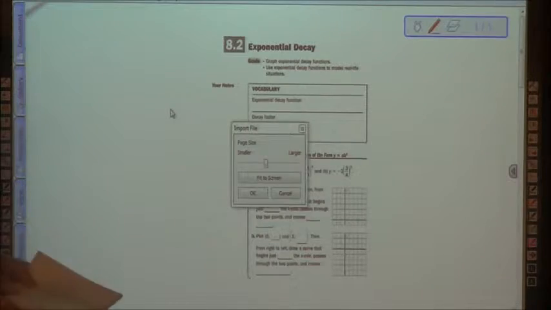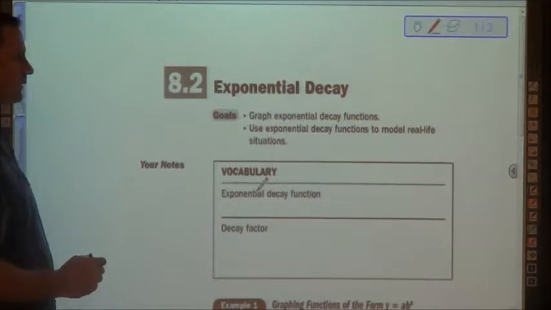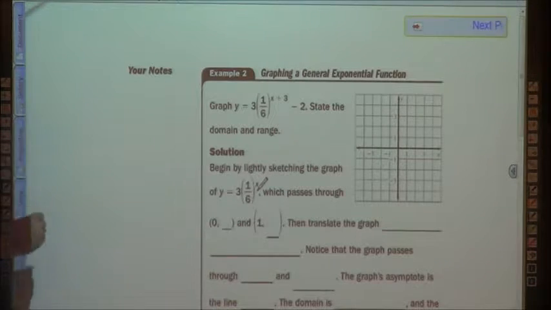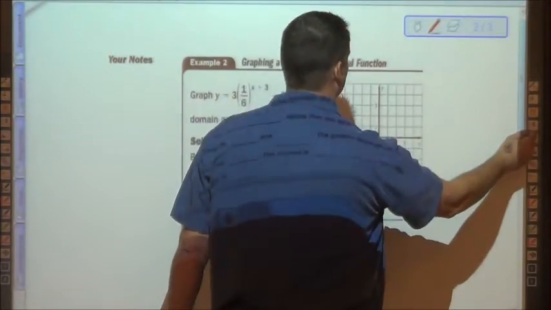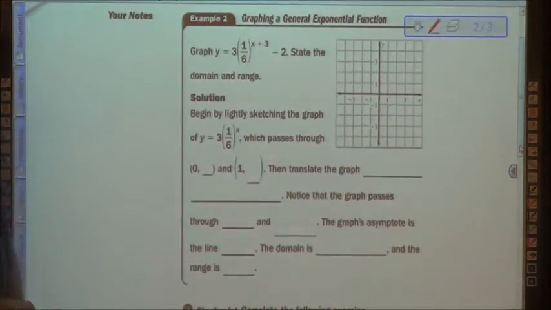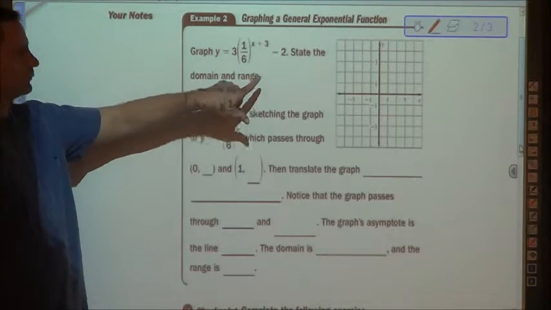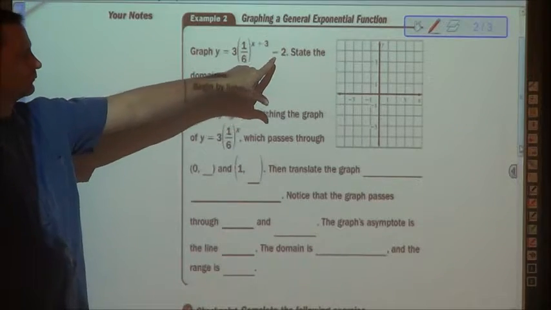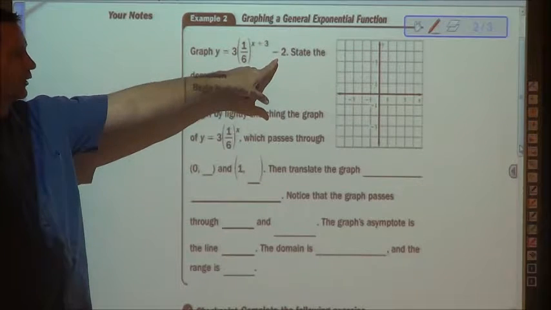Example 2 is going to be just like it was on 8.1, where we translate points from an easier function. The function we're going to graph here is y equals 3 times 1/6 to the x plus 3, minus 2. Then state the domain and the range. So Dylan, what's the asymptote going to be on this one? Whatever x is, it's going to be this number hanging on the end, -2. So the graph is going to curve into y equals -2.